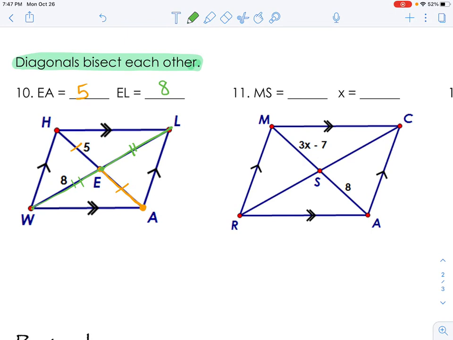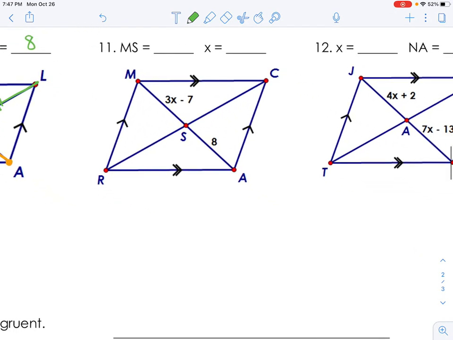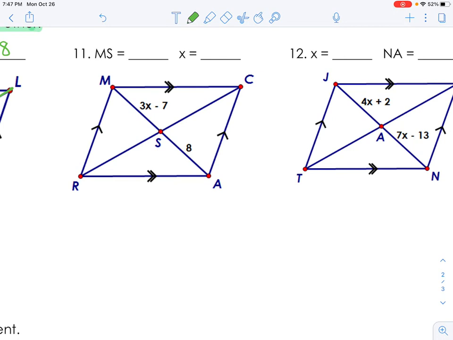All right, number 11. So now we're going to apply that same idea, but we've got some variables. So we're looking for MS, which is congruent to SA. These two pieces are congruent. Since they're congruent, we can set them equal. I can say 3x minus 7 equals 8. What should the length of MS be? Without even solving this, could we determine what it should be? We could, right? We could already say that it's going to be 8 because AS is 8. But we still need to solve for x, so let's keep working.